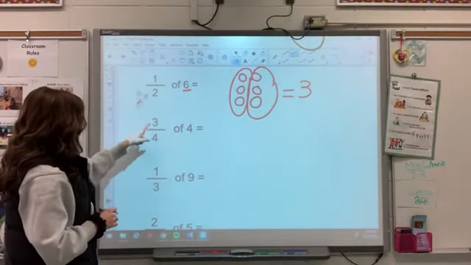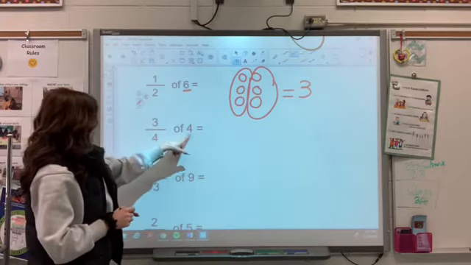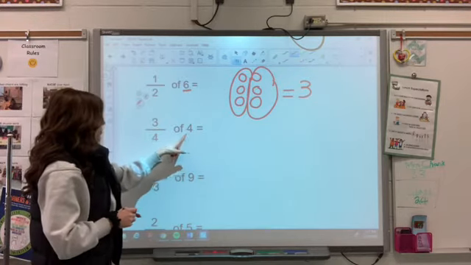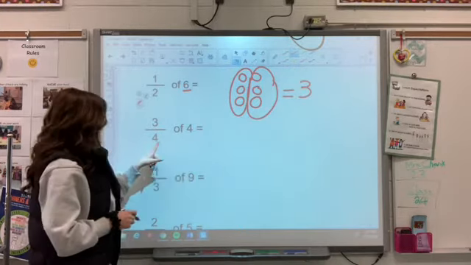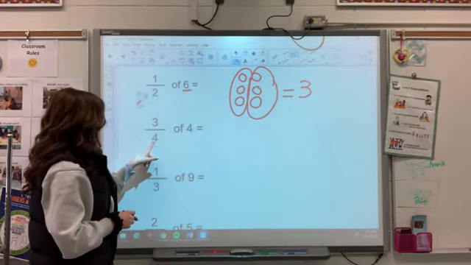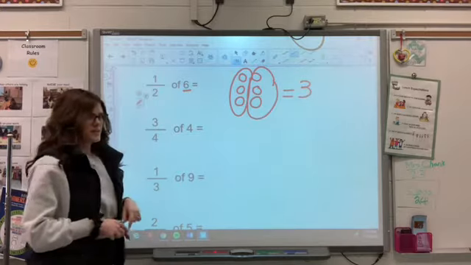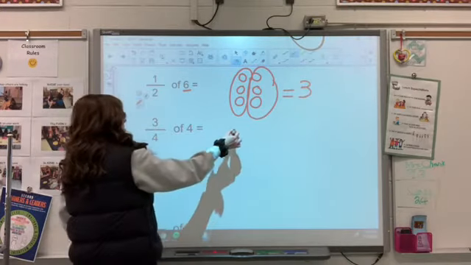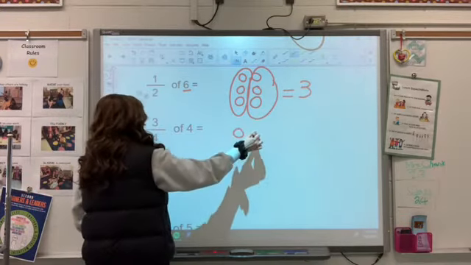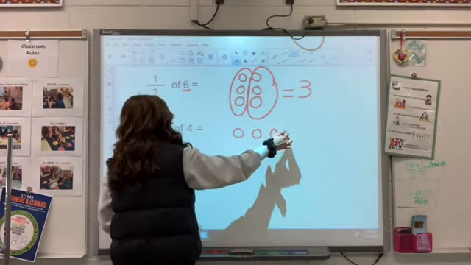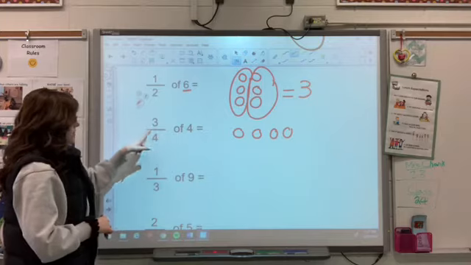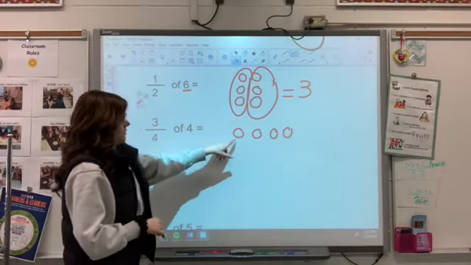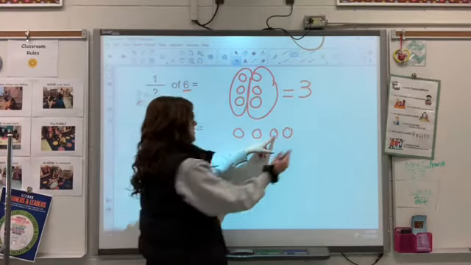The next one, 3/4 of 4. So I know right away there's only going to be 4 circles in this group, and they're going to be in 4 equal groups. That's going to be really easy to draw. So all I'm going to do is draw 1, 2, 3, 4. I'm done. Now I want to know how many are in 3 of the 4 groups. Well, that's 1, 2, 3. The answer is 3.